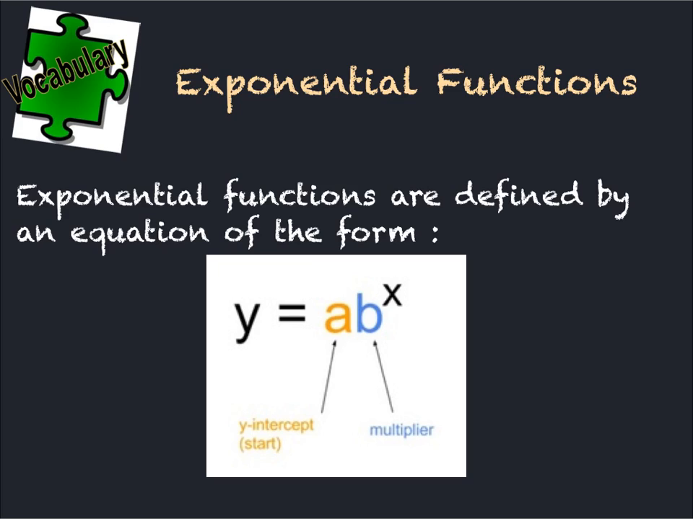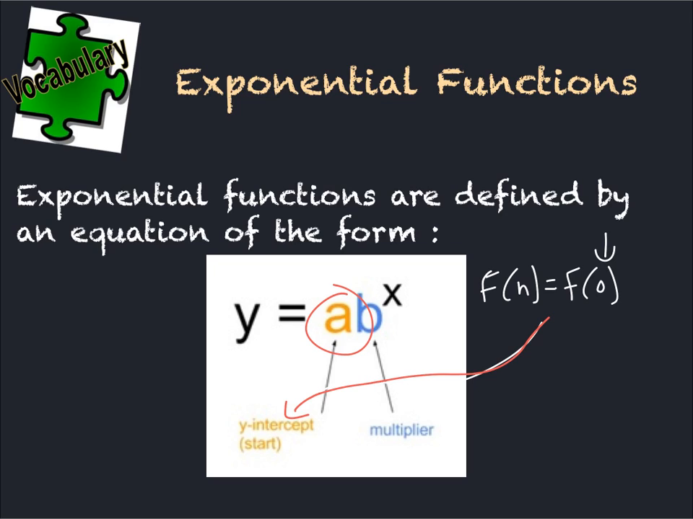It would be y equals a times b raised to the x power. Okay, and I hope this looks a little familiar to you because if you remember from geometric sequences, when we were writing an equation for the rule of our geometric sequence, you would say it was f of n equals f of 0. F of 0 means x equals 0, so that should jump out at you as being your y-intercept, which in our exponential function equation, that a does stand for the y-intercept.